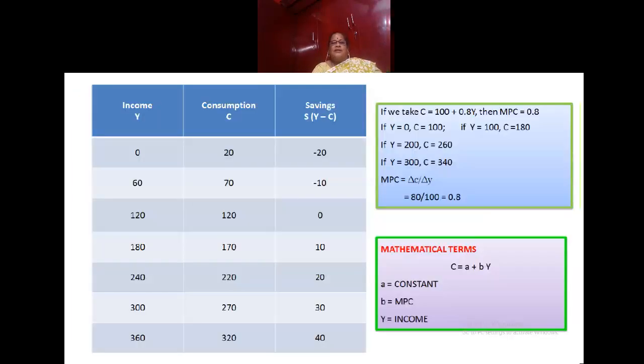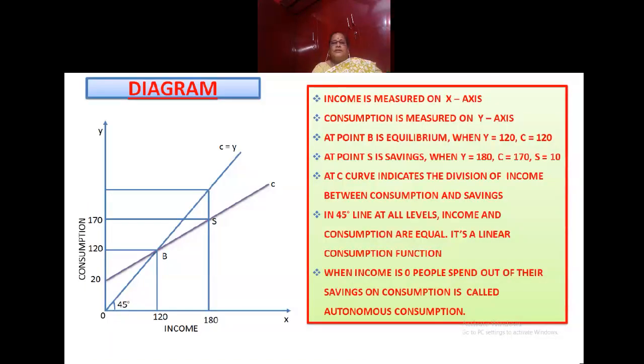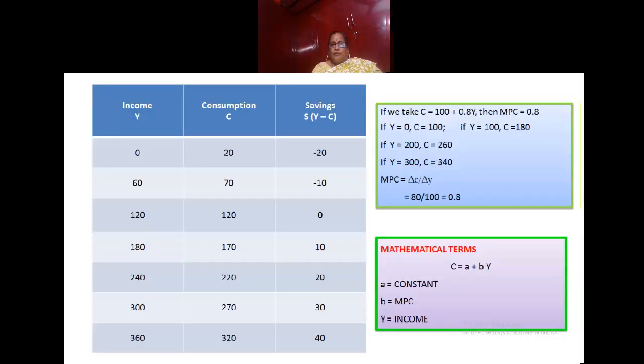This is the income consumption curve. Before that, let us see how to find out saving from income and consumption. Y is income, C is consumption, and S is saving. To find the saving, we subtract consumption from income, that is Y minus C. Income minus consumption is equal to savings.